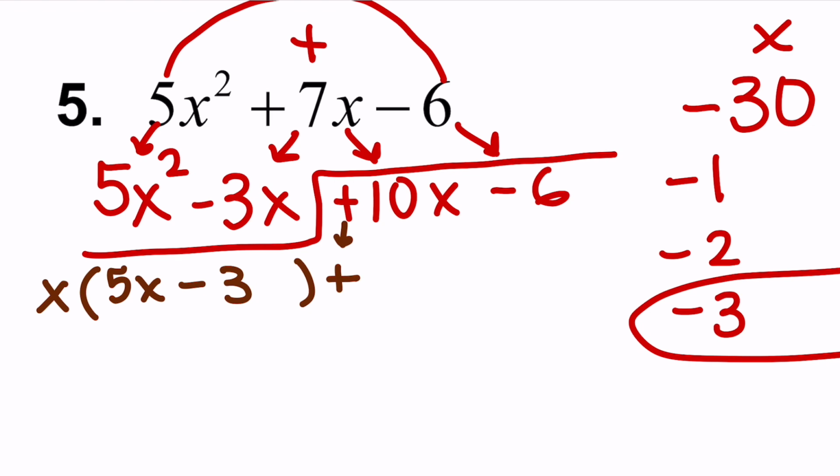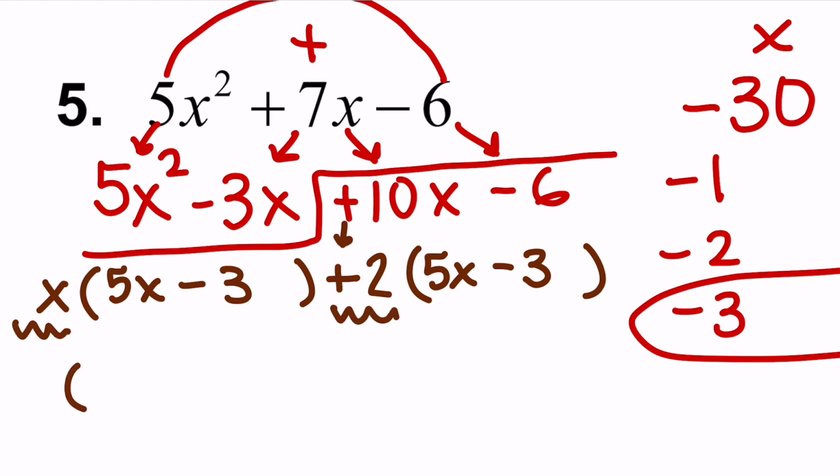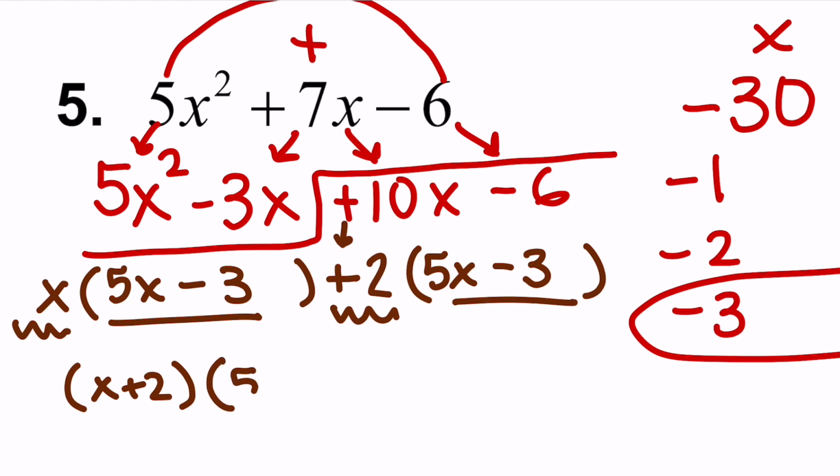Now 6 won't go into 10. The next biggest number that goes into 6 is a 3. That doesn't go into 10 either, but a 2 does. So we're going to divide a 2 out of both 10 and 6. 10 divided by 2 is a 5. I have an x. And negative 6 divided by 2 is a negative 3. I have an x plus 2, and then my second number is the 5x minus 3.